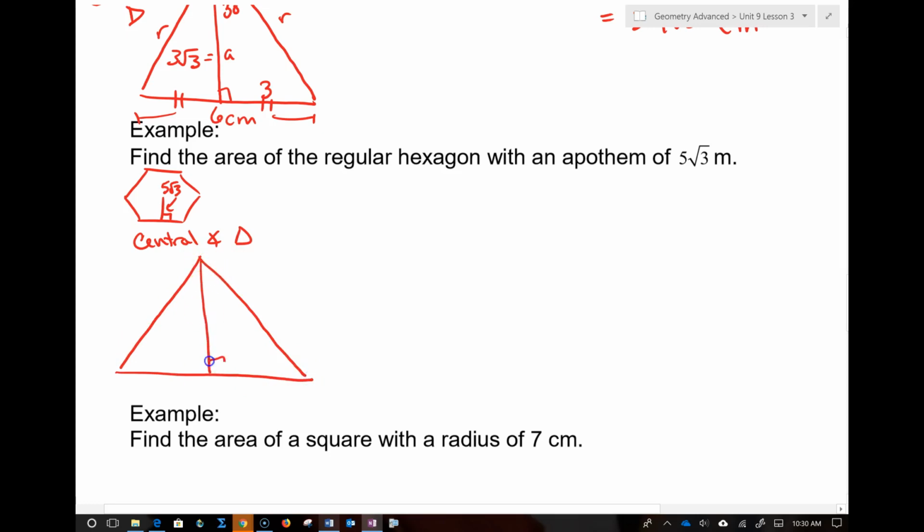The apothem is 5 root 3 meters. I need the side length. And that, by the way, my S's look like 5, so I put a little tail on mine. So I can find the perimeter.